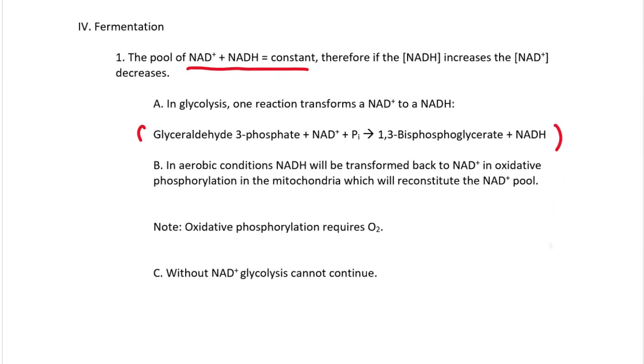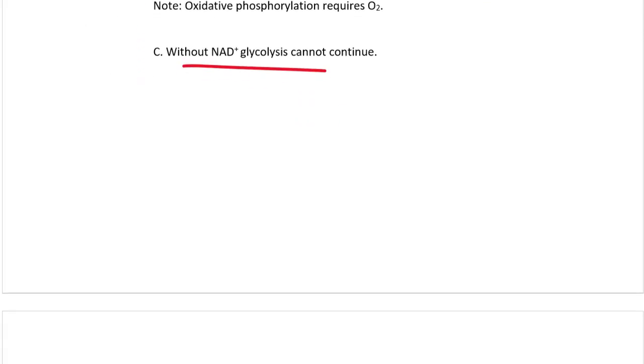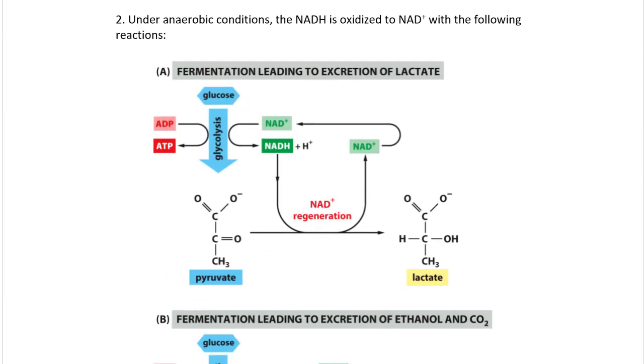So let's go back. In aerobic conditions, NADH will be transformed back to NAD plus in oxidative phosphorylation in the mitochondria, which will reconstitute the NAD plus pool. So when oxidative phosphorylation is active, the NADH will be oxidized back to NAD plus, so you reconstitute the pool of NAD plus needed for glycolysis. Without NAD plus, glycolysis cannot continue. So what do we have? Under anaerobic conditions, the NADH is oxidized to NAD plus with the following reactions. So we have two reactions here.